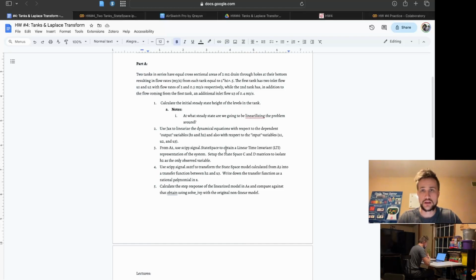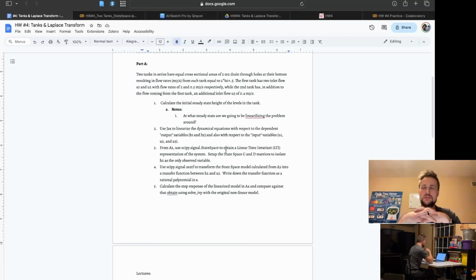And then the second tank has, in addition to the flow coming in from the first tank, an additional flow, which we're going to call U3, coming in at 0.4 meters cubed per second. We're going to first start this video by calculating the initial steady state height of levels in the tank. And what we're going to be moving forward with is assessing the Jacobian method versus the solve IVP method, and comparing the two.